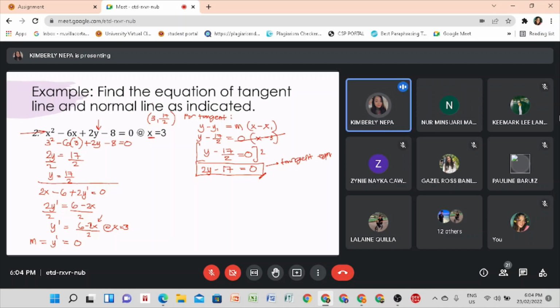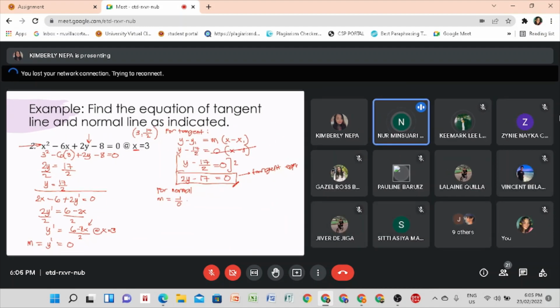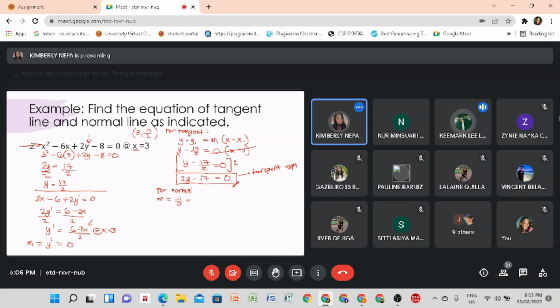Okay, so for normal, again, we have to take the negative reciprocal of the slope. So n is equal to negative 1 over 0. What is negative 1 over 0? Undefined po. Okay, this is undefined. So, let's just have that as infinity.